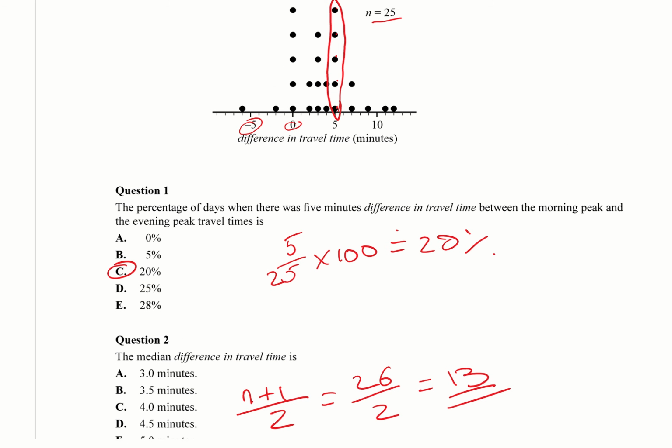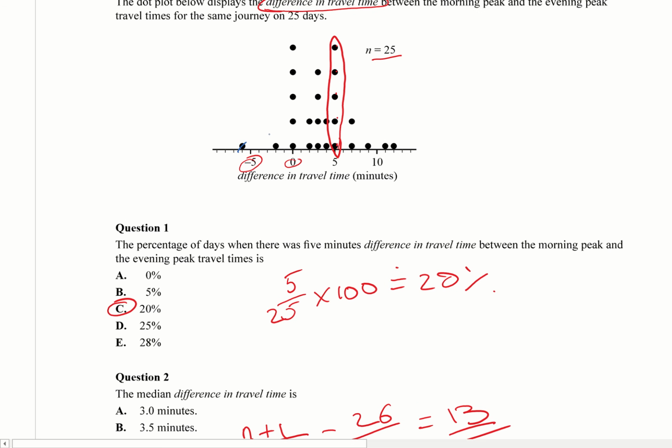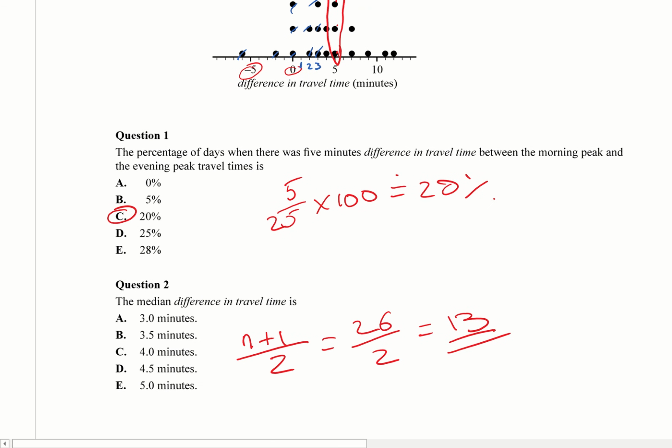Let's change color. Okay, so I've got 1, 2, 3, 4, 5, 6, 7, 8, 9, 10, 11, 12, 13. So that's going to be in 1, 2, 3. That's going to be the difference in travel time. The median number is 3. So the answer is going to be A in this case.